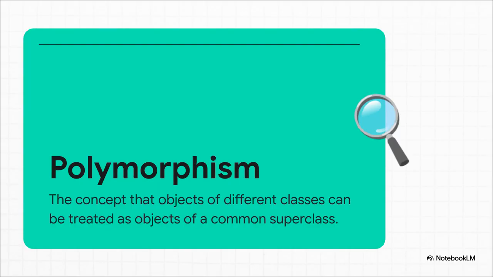They also mentioned polymorphism, which I know sounds like a super intimidating word, but really all it means is that one piece of code can work with different types of objects. It's the ability for something to take on many forms. It's a huge concept for writing flexible code. And yeah, the examiners definitely expect you to know it.